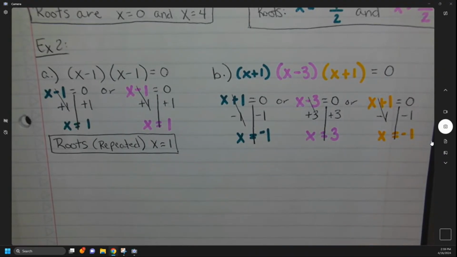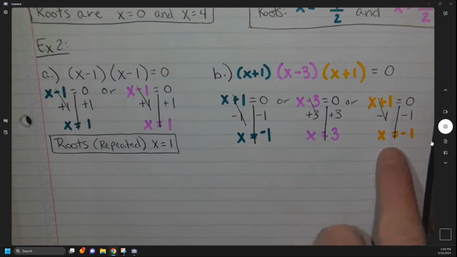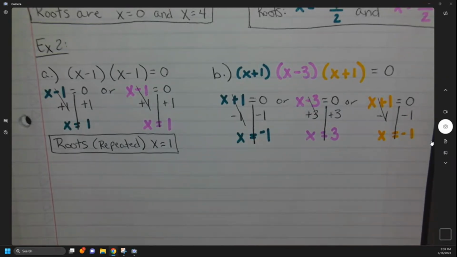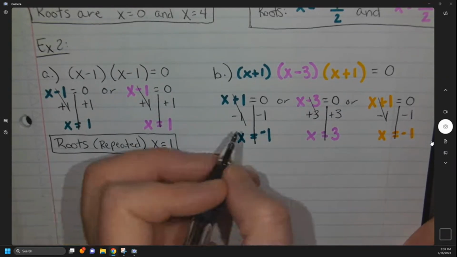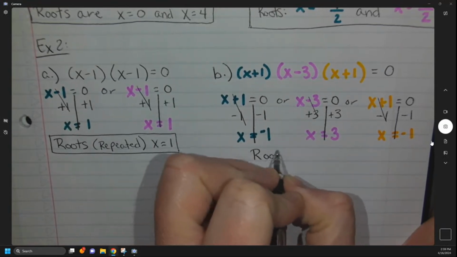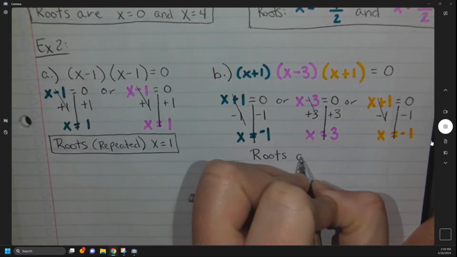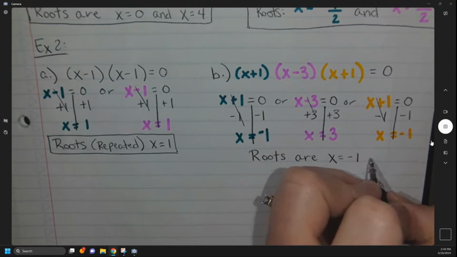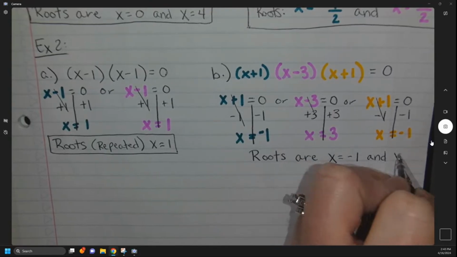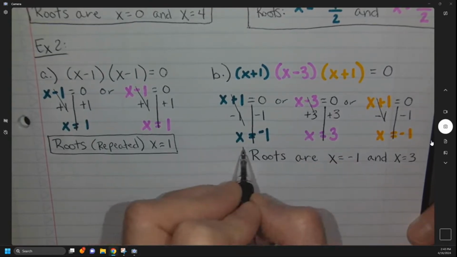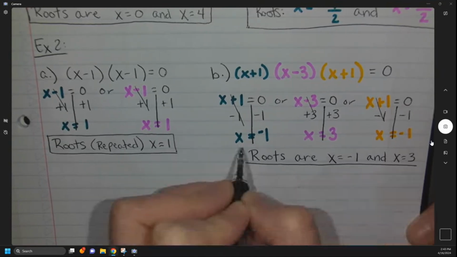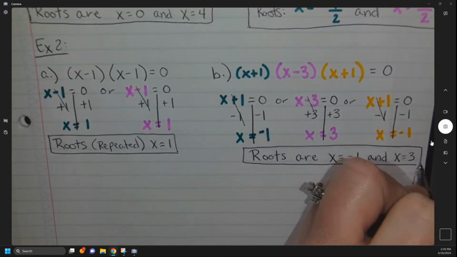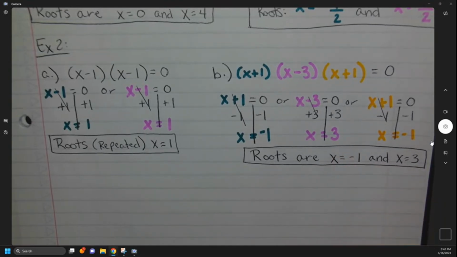So when I'm looking at my roots, I see that I have repeated roots here. X equals negative 1. We've got 2 sets of those. So when I write them, I just have to write that my roots are x equals negative 1 and x equals 3. Since we know that they're repeated, for this one we only have 2 options for our solutions or our roots.